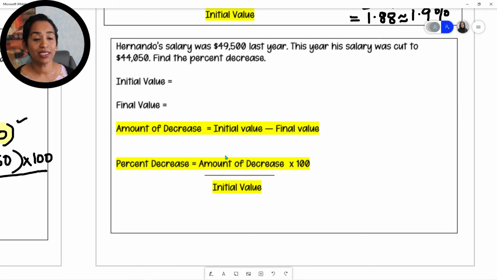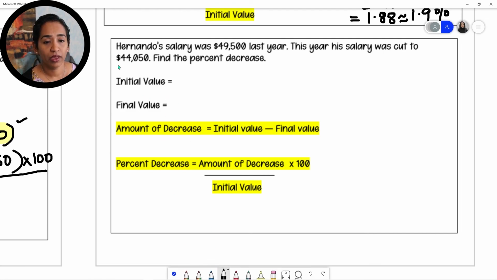All right, let's look at the next one. Hernando's salary was $49,500 last year. This year his salary was cut to $44,050. Find the percentage decrease. Again, you start with your initial, final, amount of decrease, percentage, everything in ClassCalc. His initial amount was $49,500. The final amount after the cut, Hernando got $44,050.